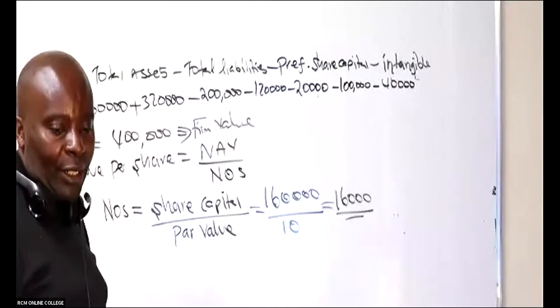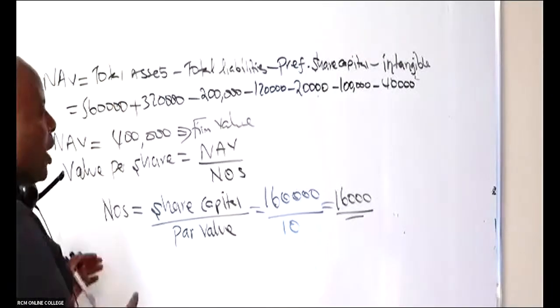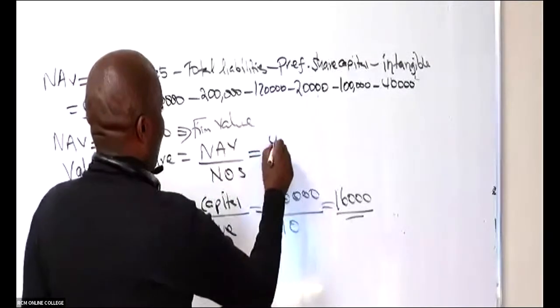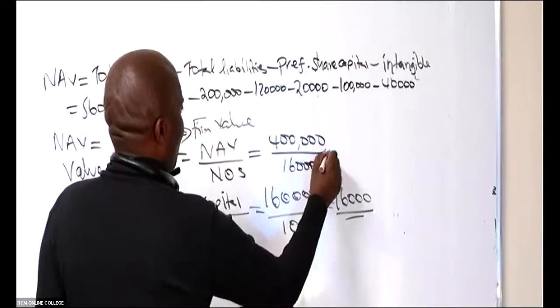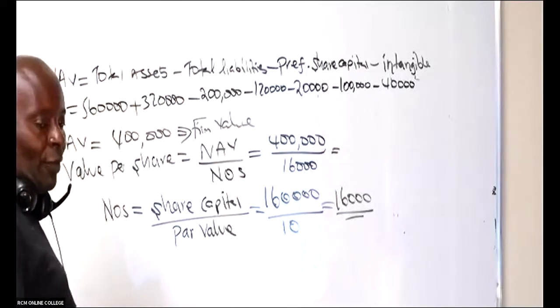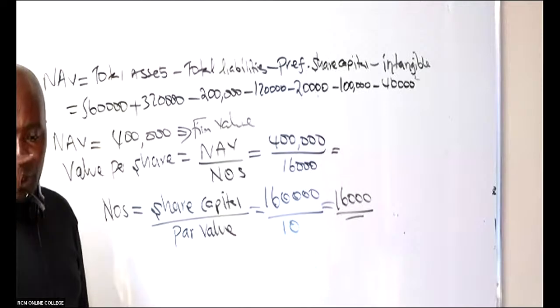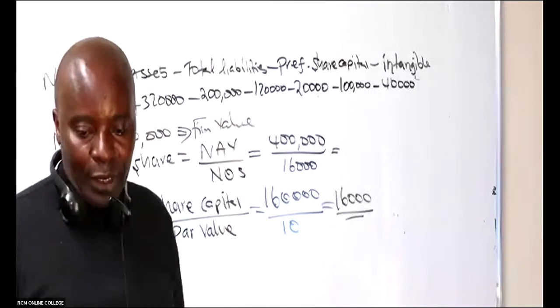And now once you get that, my good friends, you'll be able to come here and give us the NAV is 400,000. You divide this by 16,000 shares, which will end up giving me what value at the end of the day?